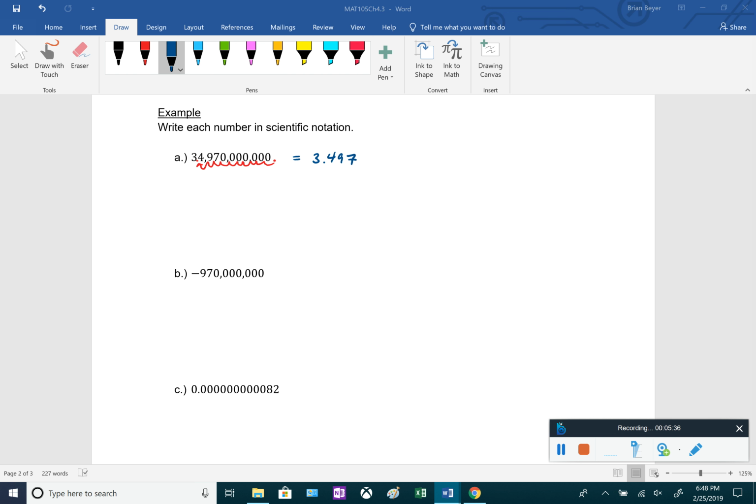And it's going to be times 10. Now we have to determine how many spaces we moved it over. We moved it to the left. It looks like 10 spots. And it's going to be positive because we moved it originally to the left. So it's the opposite way of thinking from doing it on the previous page. So this is going to be 3.497 times 10 to the 10th. Just make sure that it makes sense here. Starting with our answer, 3.497 times 10 to the 10th, that means we would be moving the decimal point to the right 10 units, which seems like it's correct.